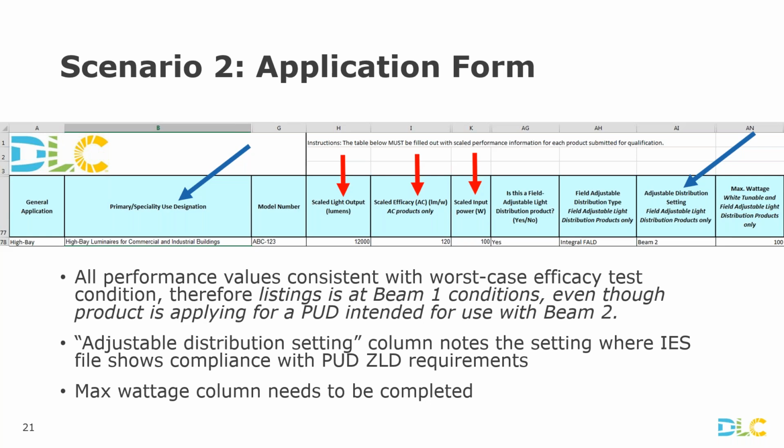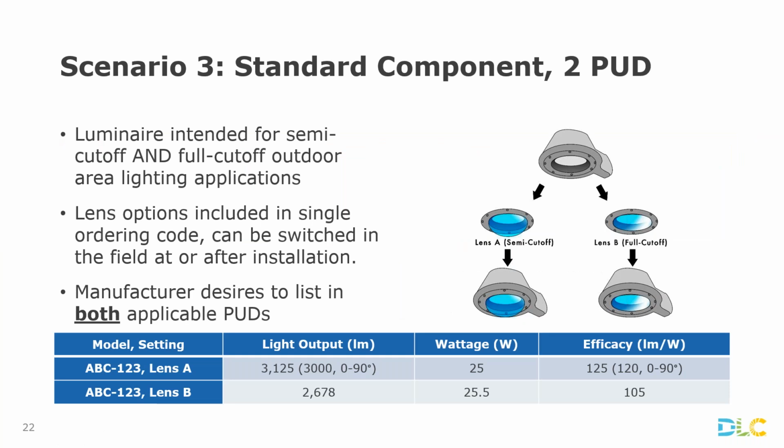All right, so if we move to the next slide, the third scenario here is assuming a standard component field adjustable light distribution product. And to reiterate what Greg described about this earlier, this is a product where a single model number, a single ordering code includes more than one option, quote unquote, in the box that can be installed or potentially even changed out after installation in the field, right?